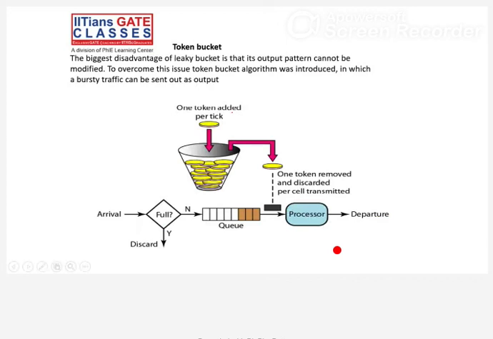Now try this question. Read this question carefully and tell me how much capacity the queue in the bucket must hold so as not to discard any data. You know the leaky bucket technique. Read the question carefully and think. Try.